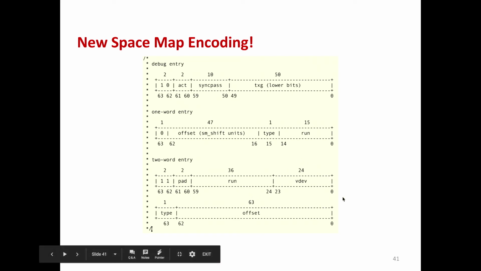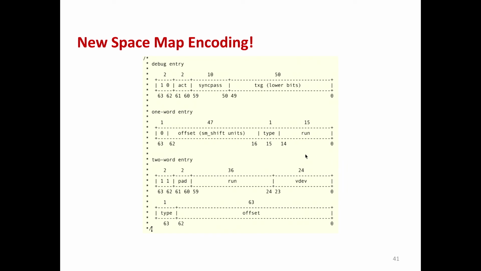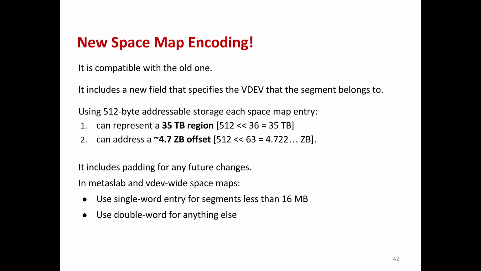And we also have this new field for a VDEV ID, which is important because, as I said, for the log space map, for example, it's good to know which VDEV this segment came from. So now with these new changes, we can represent a 35 terabyte region on disk, and with the lowest byte addressable storage, we can address up to 4.7 zettabytes.